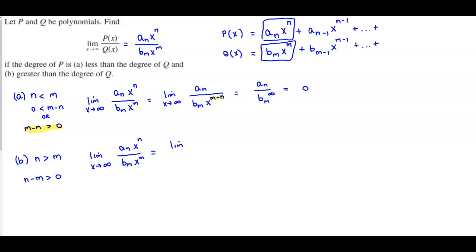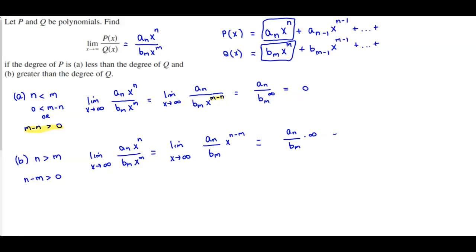The limit as x approaches infinity. So what we're going to get now is a subscript n divided by b subscript m. And so we want to have m be a negative exponent, so we're going to bring that up to get x to the n minus m. So when we evaluate this limit, we get a subscript n divided by b subscript m times infinity.